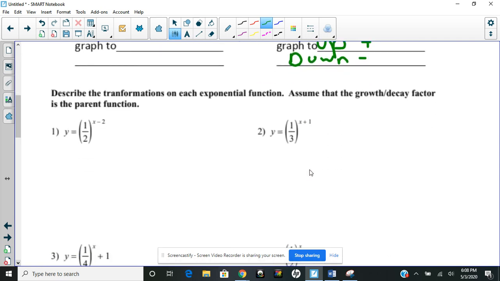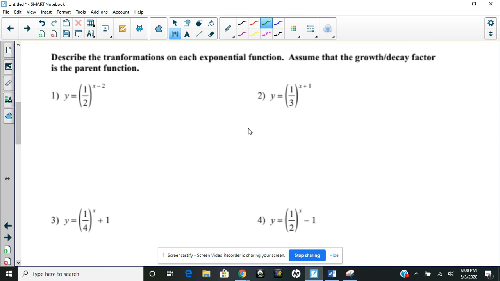So the first problem set that I copied here, it says describe the transformations on each exponential function. Assume that the growth decay factor is the parent function. So what they're telling us here is in number 1, the original equation was just 1/2 to the x. So we're trying to see what's different about this one, the one I drew in green, versus what's printed for number 1. So if we take a minute to look at those 2 equations and try to figure out what the difference is.